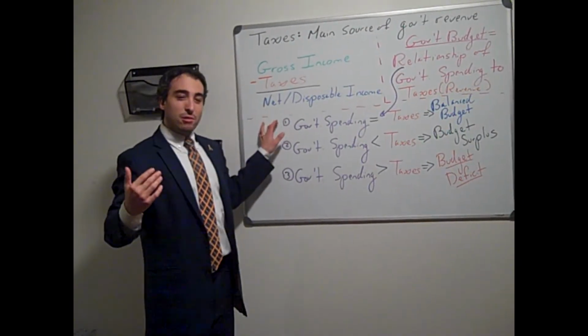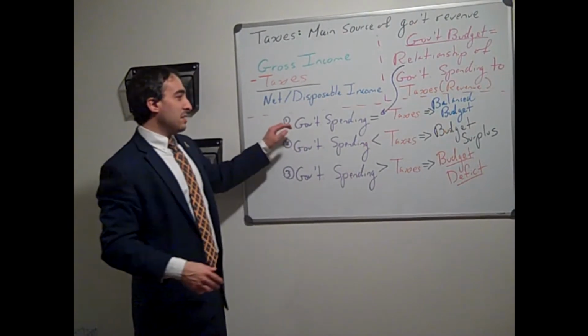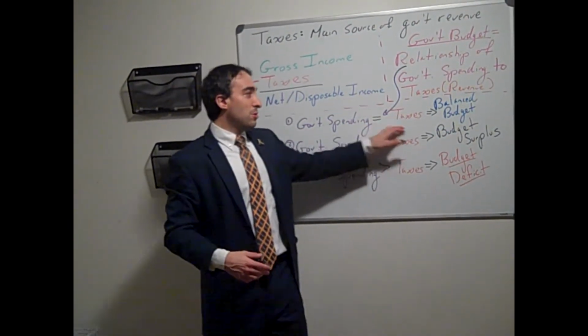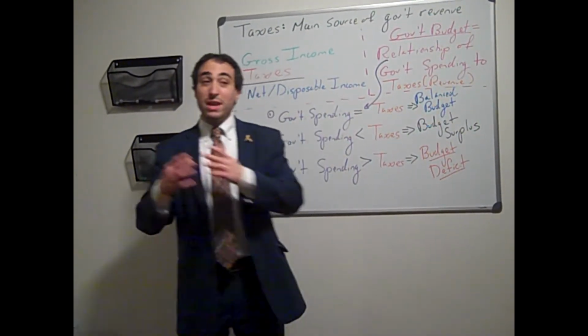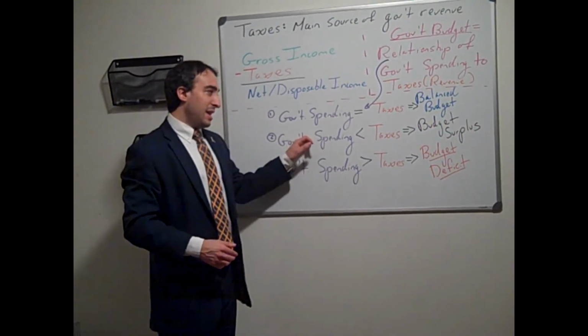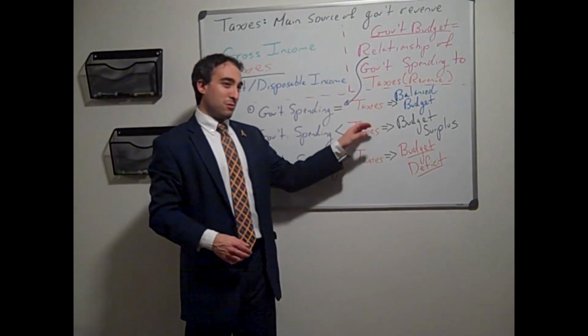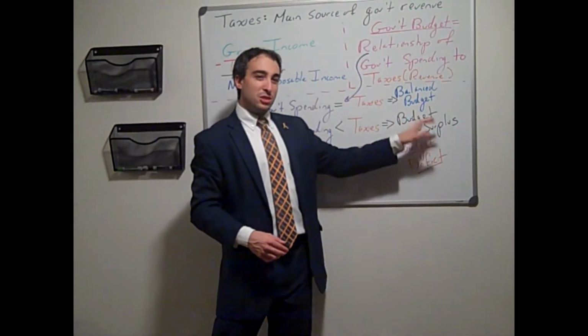The most basic outcome that we want as a household, and the same thing that the government wants, is if government spending equals taxes. This is called a balanced budget, that the government spends what it makes. If taxes are greater than government spending, this is called a budget surplus.